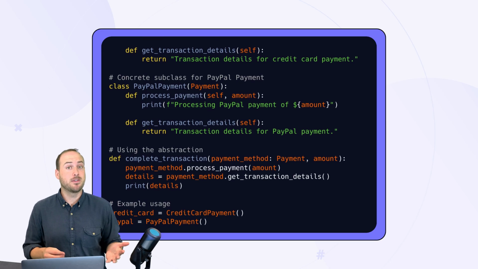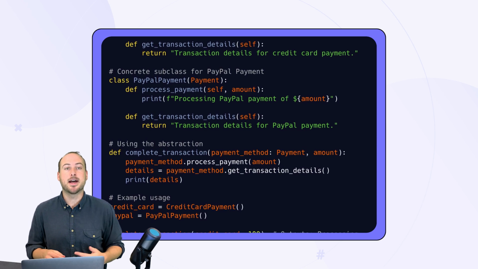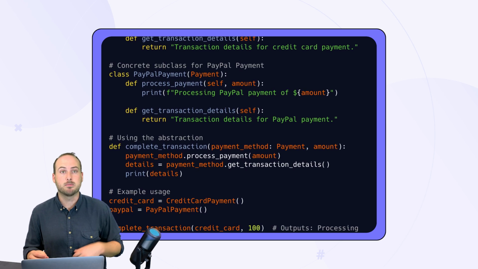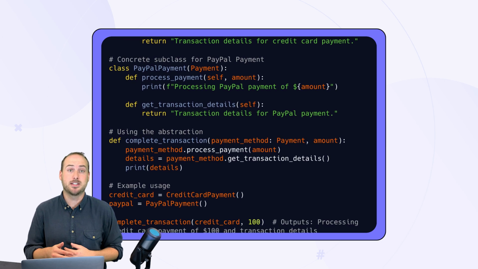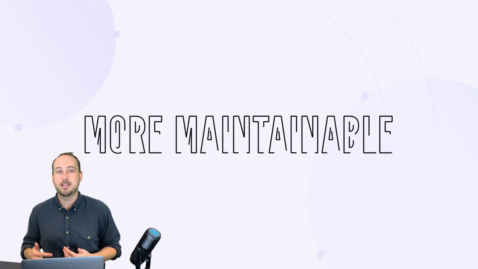The complete transaction function accepts any object that is a subclass of payment and uses the abstract methods to process the payment and retrieve transaction details. This function doesn't need to know the specifics of how each payment method works. It just interacts with the abstract interface provided by the payment class. To recap, abstraction is all about creating a simple, high-level interface that hides the complexity underneath. This not only makes your code easier to use and understand, but also makes it more flexible and scalable. By focusing on what an object does rather than how it does it, abstraction is a key aspect of OOP that helps us create cleaner, more maintainable code.